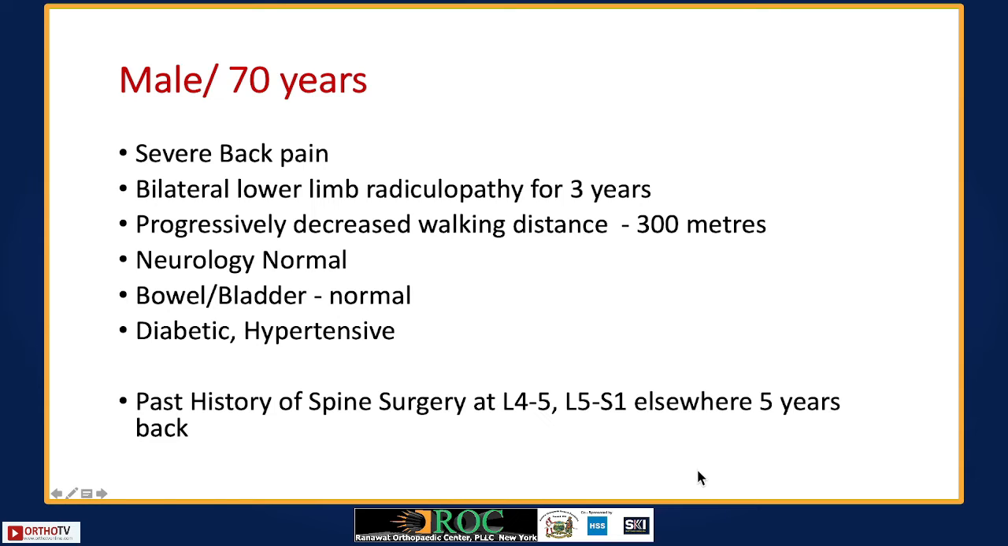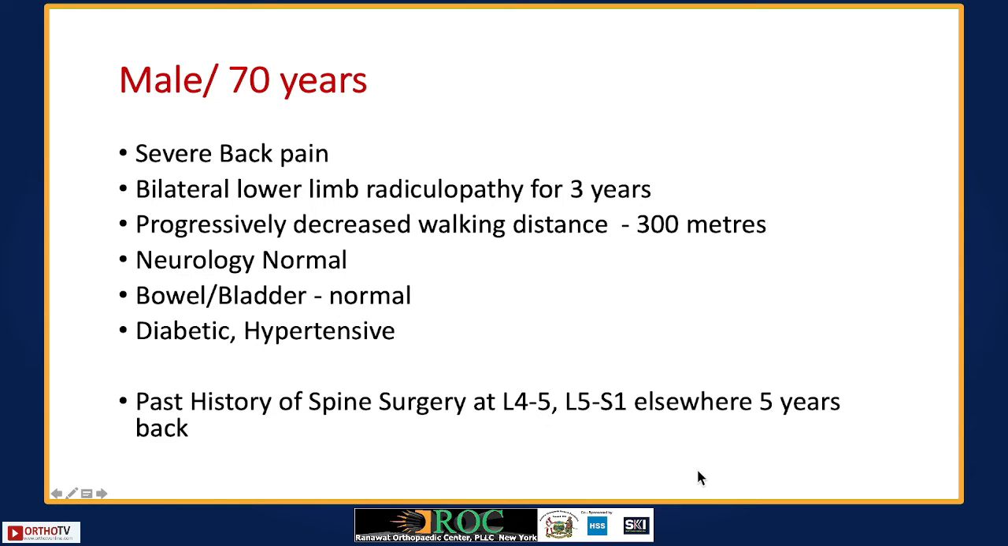Bilateral lower limb radiation was there. He was having pain equally on both sides, on walking and standing as well, and this had been increasing over the last 3 years. His walking distance was progressively decreasing; he's now down to 300 meters. Neurologically, he was intact, with no complaints as far as bowel or bladder control was concerned.